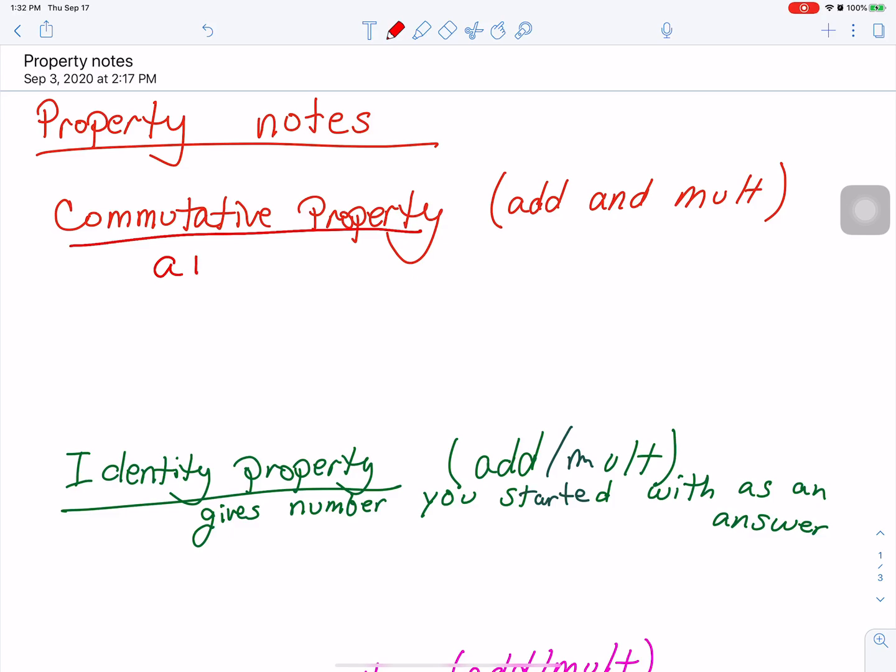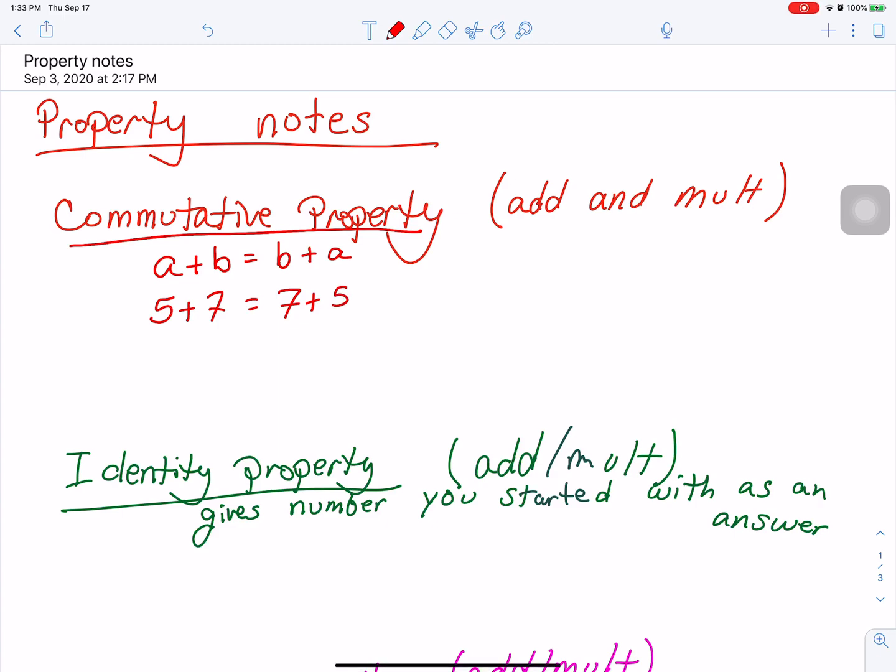One's with symbols, so like a plus b is equal to b plus a, where a and b just represent any number. A would be the same number every time you see an A, and B would be the same number wherever you see a B. So such as 5 plus 7 is the same as saying 7 plus 5. I can switch those numbers when I'm adding, and I get the same result.